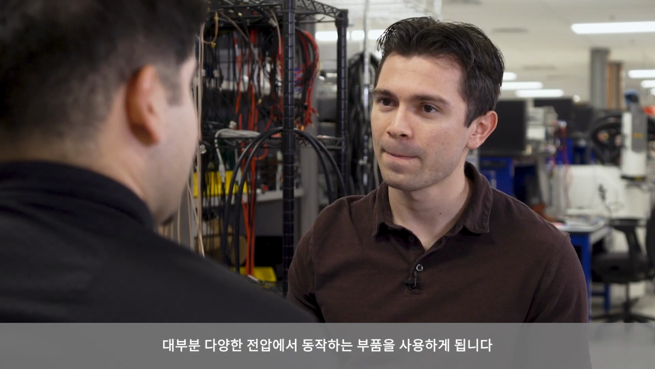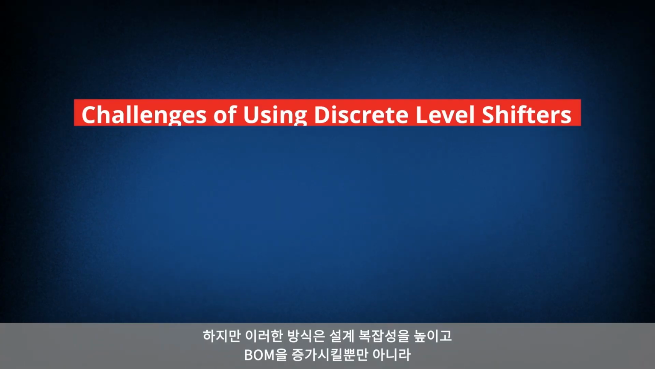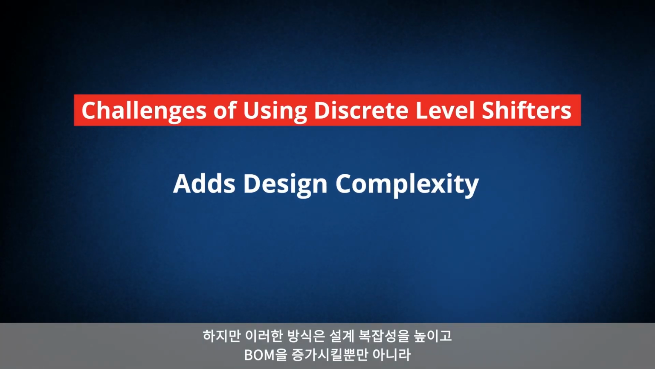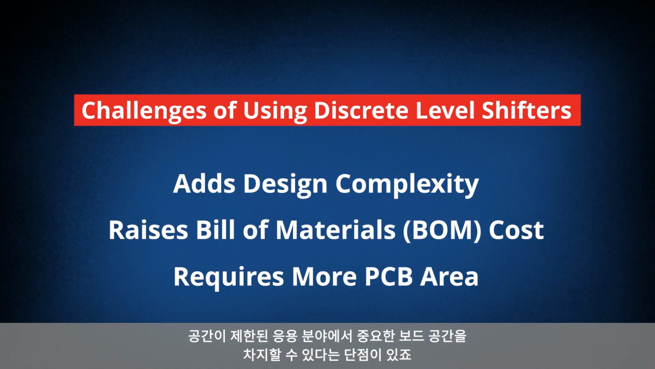Yeah, that's a great question. When designers start to design these applications, whether that be an IoT device, an industrial application, or an automotive application, most of the time these designs have components that operate at different voltage domains, and in order to interface them with one another, you would have to use a discrete level shifter. But like you said, the drawbacks to this is it can increase design complexity, increase your BOM, and it can eat up board space, which is important in space-constrained applications.